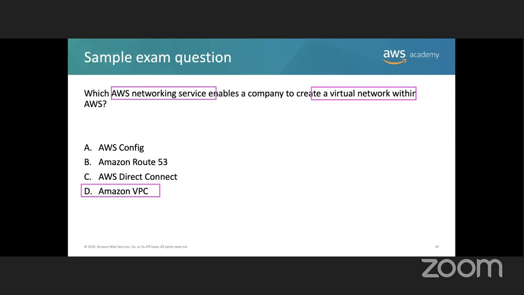What are the keywords here? Networking service and virtual network. Virtual. The answer is right there. The only virtual network service is VPC, within the AWS Cloud. Because if you think about it carefully, a subnet is a virtual network service as well, because it is inside a VPC. So be careful with that.